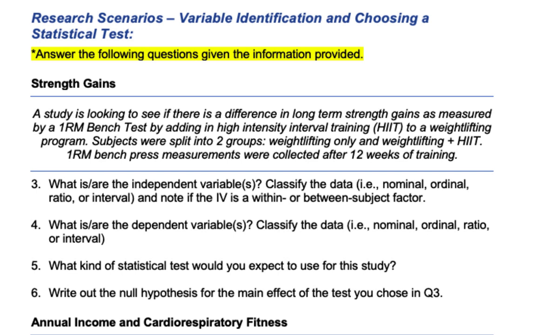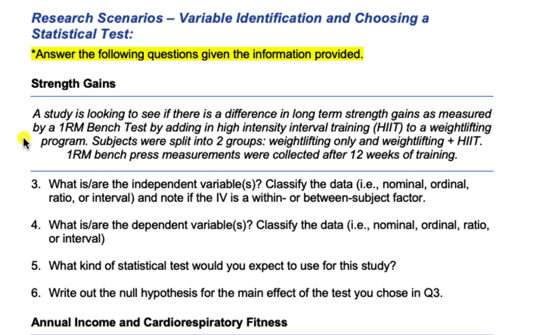All right, for our research scenario section of our review, we're mainly looking at variable identification and then choosing a statistical test given a certain amount of information. So our first research scenario says that a study is looking to see if there is a difference in long-term strength gains as measured by a 1RM bench test by adding high-intensity interval training to a weightlifting program.